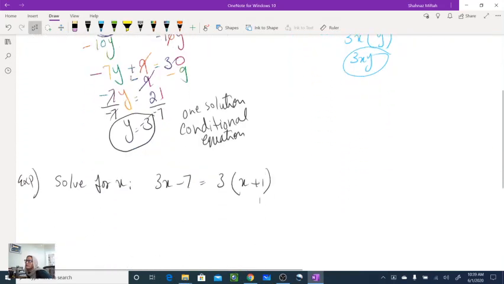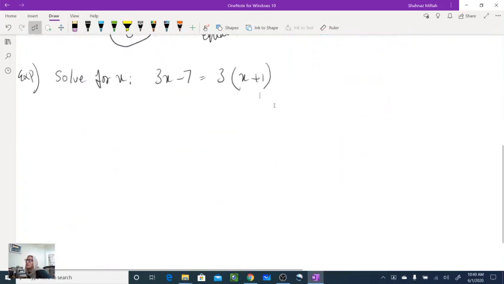Remove parentheses by using distributive property. Yes, I do have parentheses, so I'm going to use the distributive property. I have 3x minus 7, 3 multiply with x, 3 multiply with 1, it will give me 3x plus 3. Now, if you guys pay attention here, 3 and 7 are my like terms. So I'm going to combine like terms first. So I'm adding 7 and I'm adding 7. Cancel, cancel.